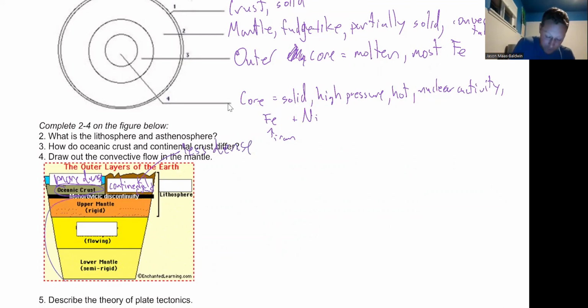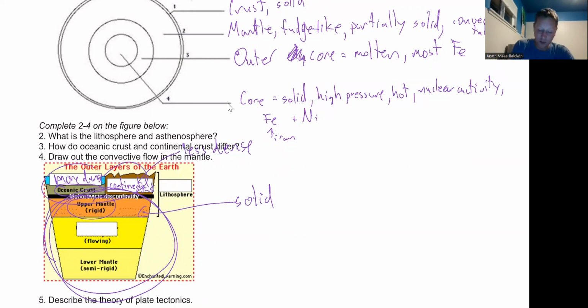Now, the mantle itself is represented in this diagram right here, which these next three layers are actually all showing the mantle. And there's the upper mantle, which is rigid, and that means solid. And the upper mantle is solid, and the crust is solid. And so the upper mantle and the crust are collectively called the lithosphere. So lithosphere is both crust and upper mantle. Basically, it's the solid layer of the earth.